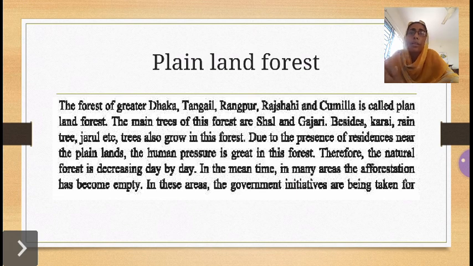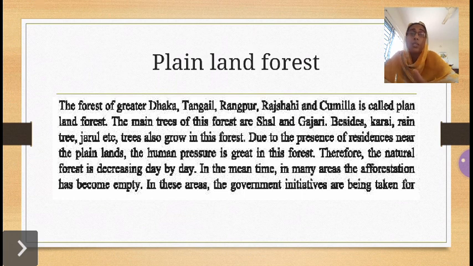If you consider hilly forest, it belongs to one large area. But plain land forest is scattered. Some area you can find in the Dhaka Tangail region, some forest area in the Rajshahi region, and a small area in the Kumilla region. All of this scattered forest can be united, and we call it plain land forest.